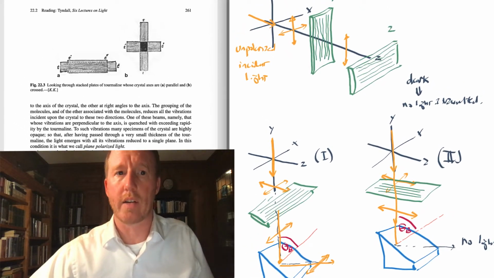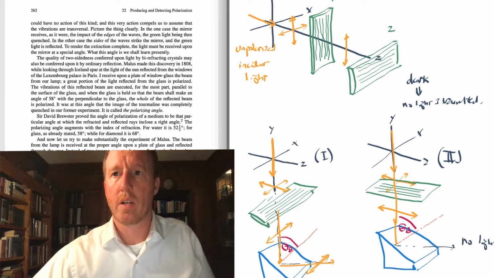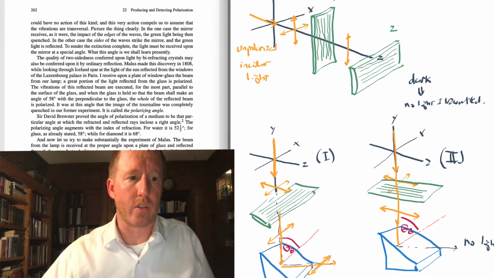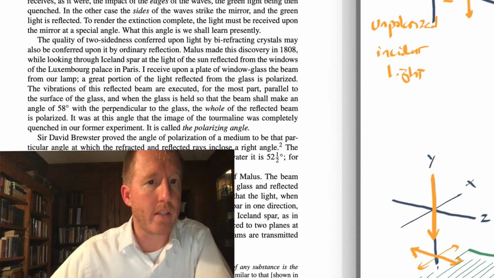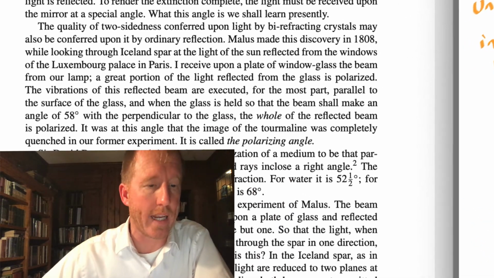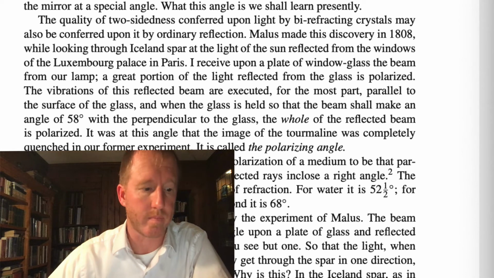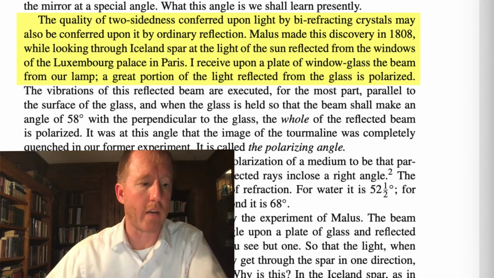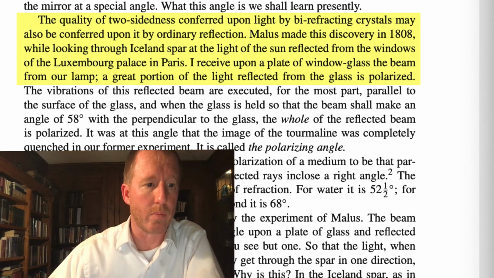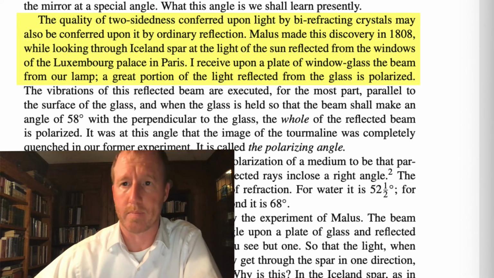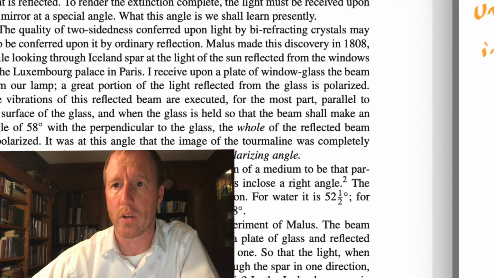And if I were going to kind of develop this thought a little bit more, he mentions at the top of page 262 that Malus, a man named Malus, made this discovery in 1808. This is the second paragraph at the top of page 262. He says that Malus observed light reflecting at a special angle from the windows of the palace at Luxembourg. So if I were to imagine, I'm going to use this real estate up here. Let's suppose that we have this window.